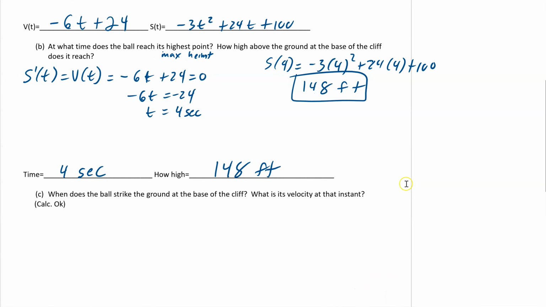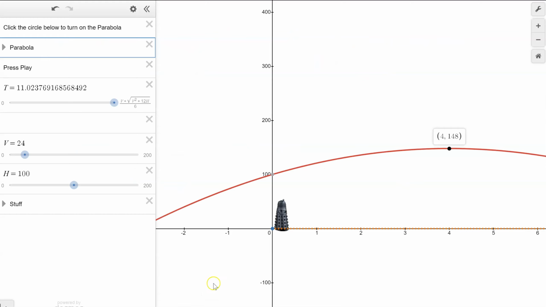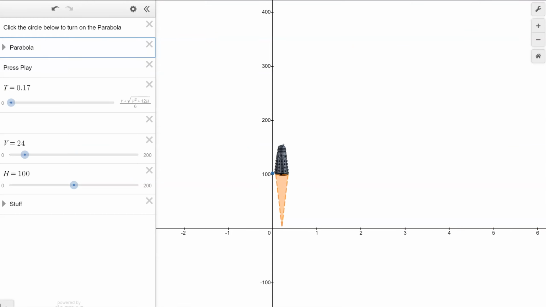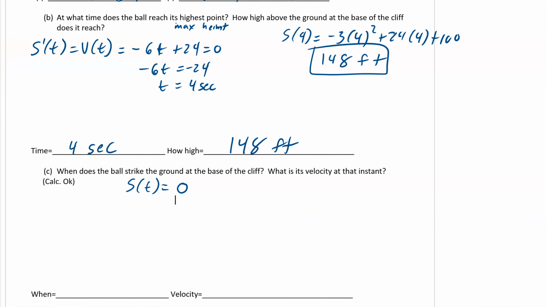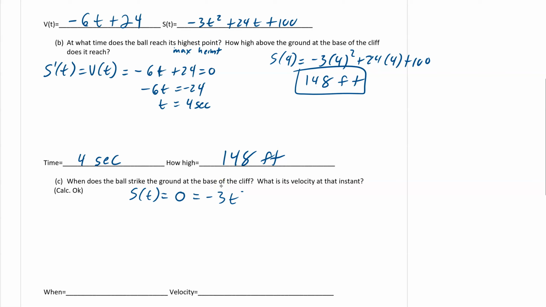All right, what about this one then? When does the ball strike the ground at the base of the cliff? When it strikes the ground, that means its position is 0. So when you look at our projectile, get rid of the parabola. It goes up, comes back down, and then hits the ground. So what is that height? It's 0, right? So we're trying to find when our position function equals 0. If we take our position function and factor it or use the quadratic formula, it'll tell us when it hits the ground.